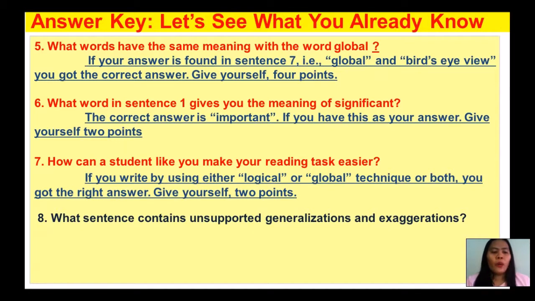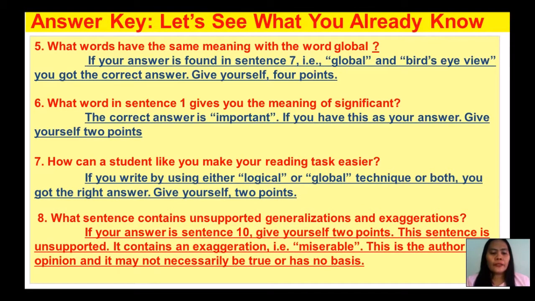Number 8. What sentence contains unsupported generalizations and exaggerations? If your answer is sentence 10, give yourself 2 points. This sentence is unsupported. It contains an exaggeration. Miserable. This is the author's opinion, and it may not necessarily be true or has no basis.